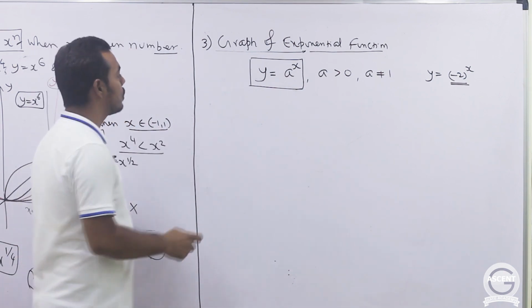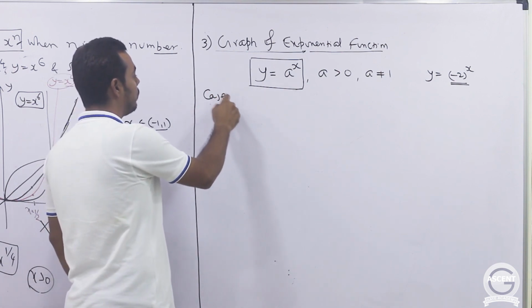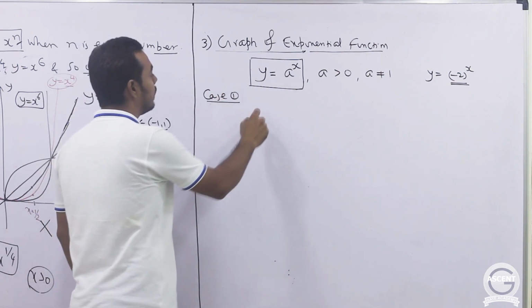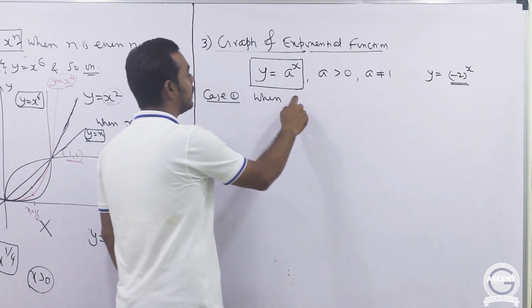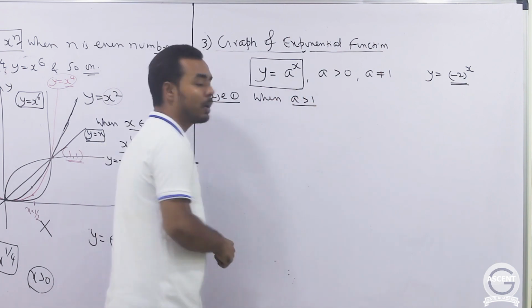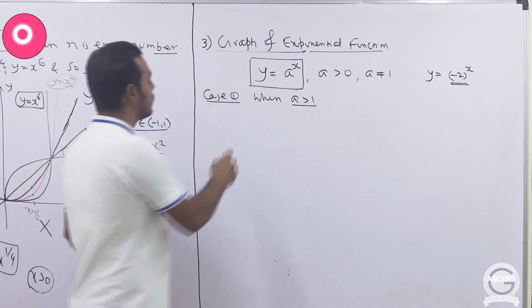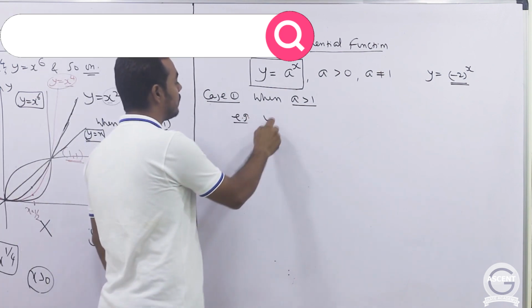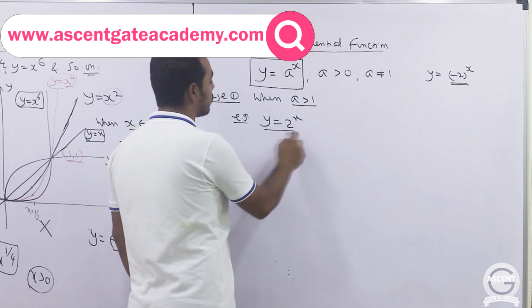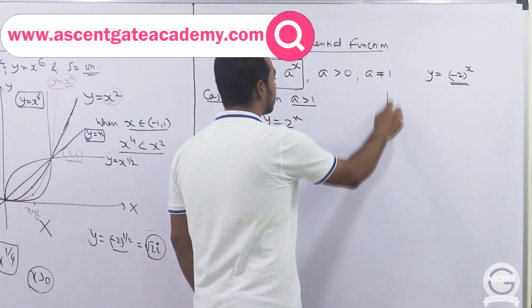So in order to draw the graph of an exponential function, we have to consider two different cases. The first case is when the base is more than 1. Whenever the base is more than 1, for example, suppose I want to draw the graph of y equals 2 to the power x. So how do we draw the graph of this function?